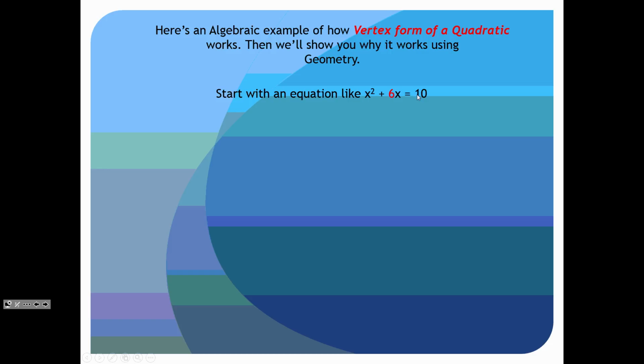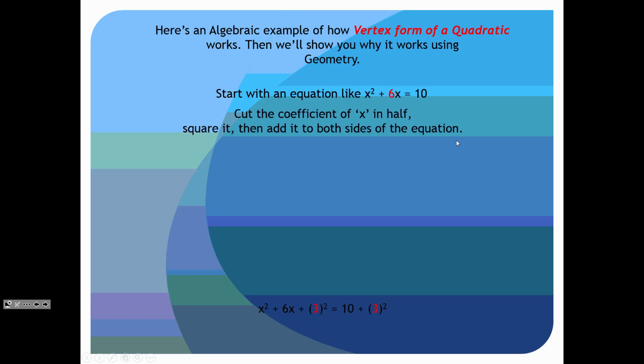So we want to have this on one side, the constant on the other side of the equal sign. We're going to cut the coefficient of the x, that's the 6, in half, square it, and add it to both sides of the equation. Half of 6 is 3. We're going to square it, 3 squared, and add it to both sides of the equation so that they're still equal to each other. If we add 3 squared to the left side, we have to add 3 squared to the right side to make it the same. We just cut it in half and squared it, added it to both sides of the equation.